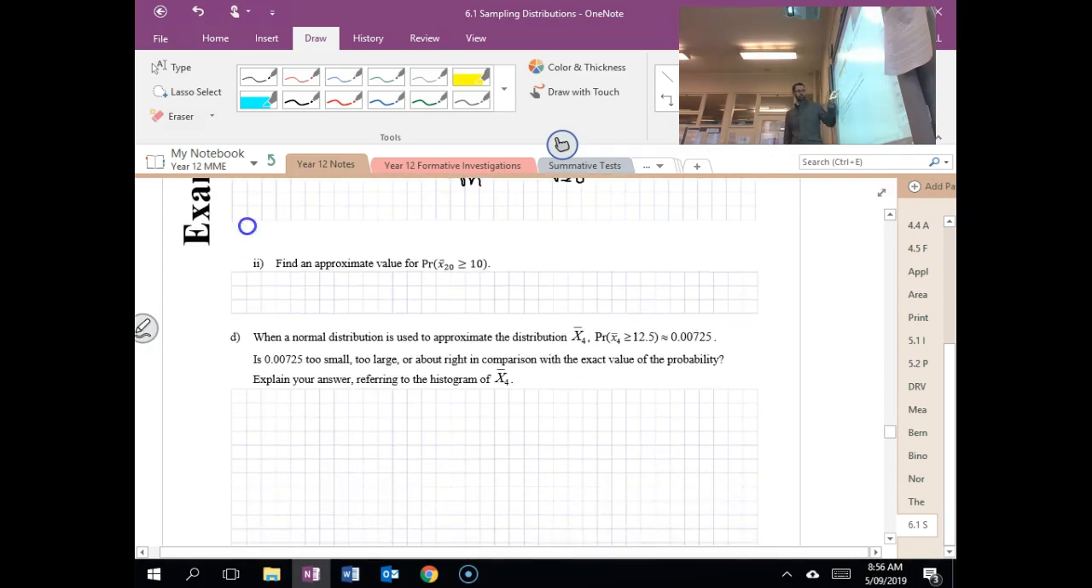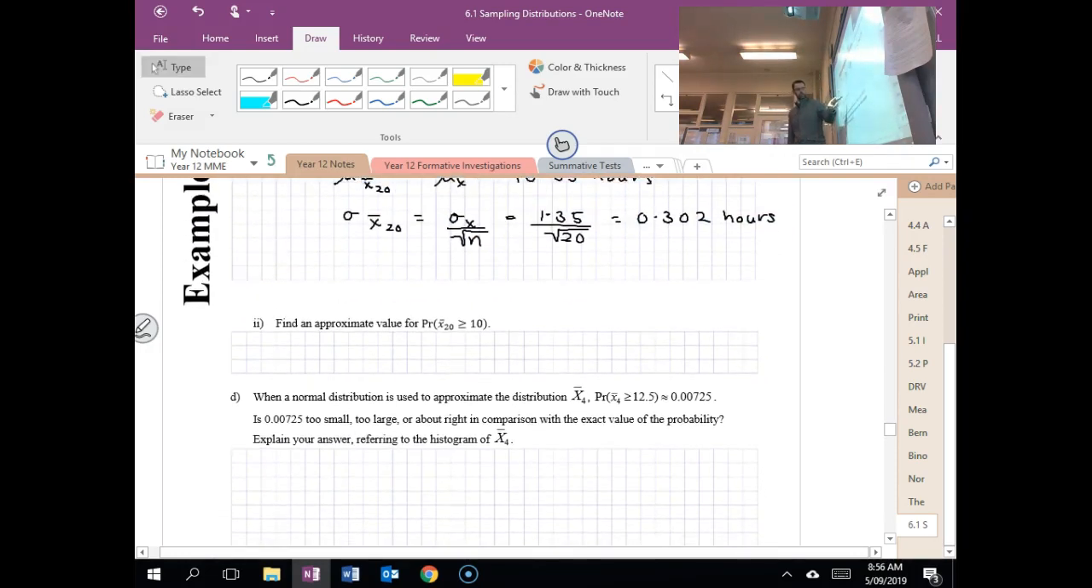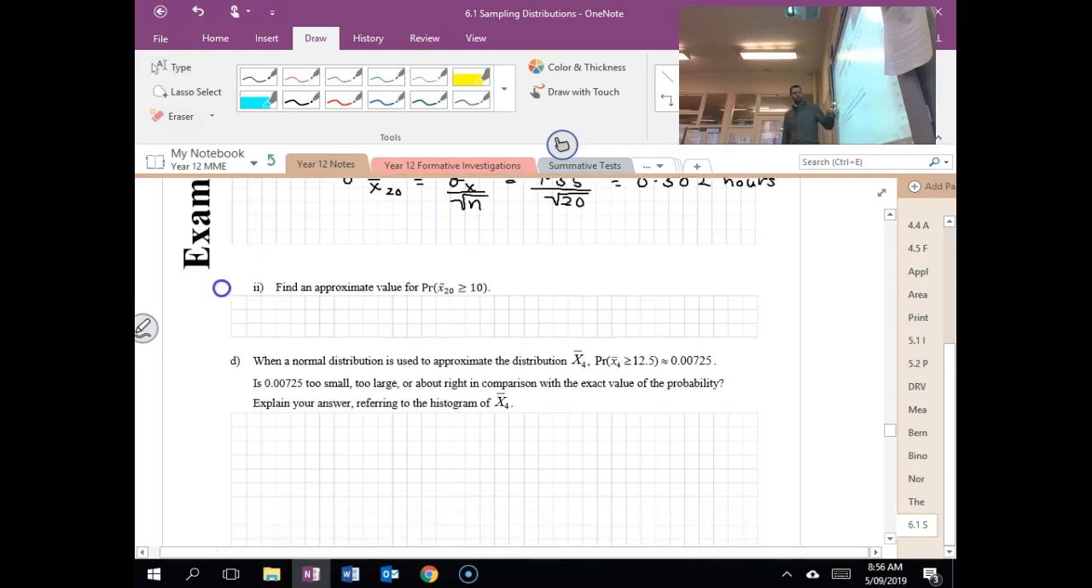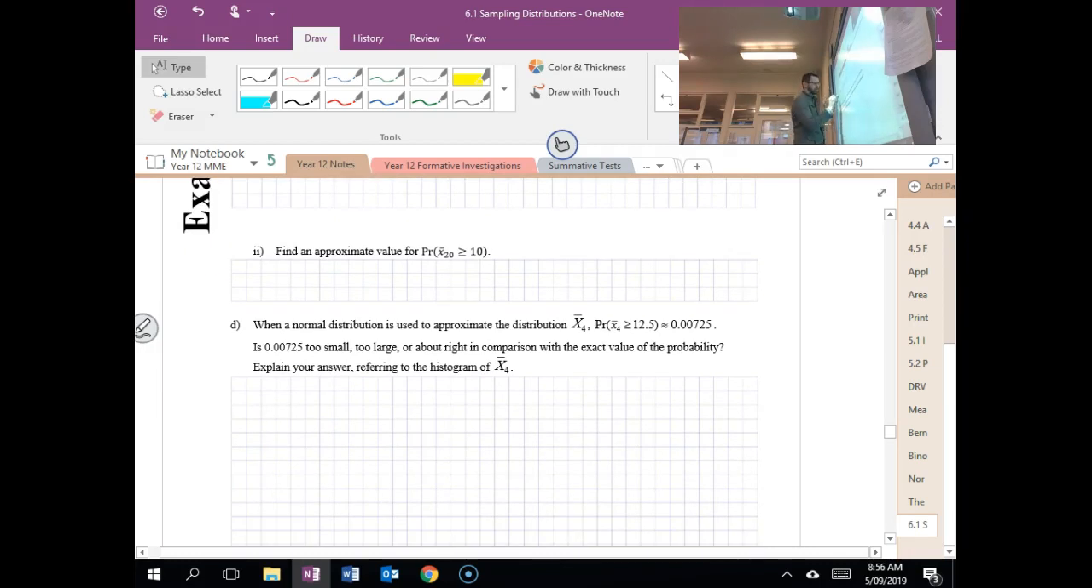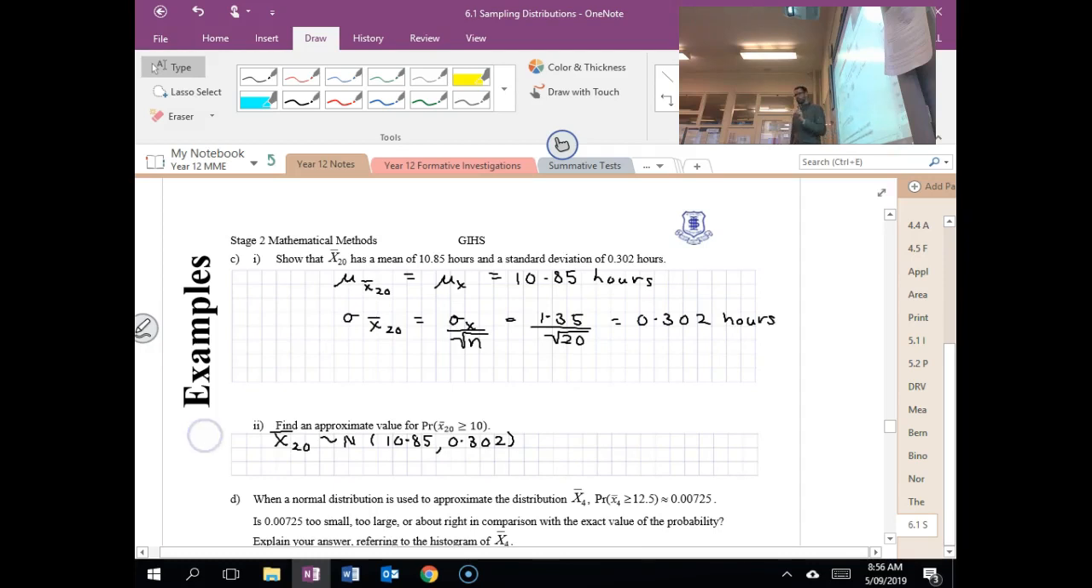Okay, find an approximate value for the probability that the mean of 20 values is going to be greater than or equal to 10. So here, we're using this idea that x bar 20 is normally distributed with a mean of 10.85 and a standard deviation of 0.302. Now, this is a past exam question, and note one very important thing.